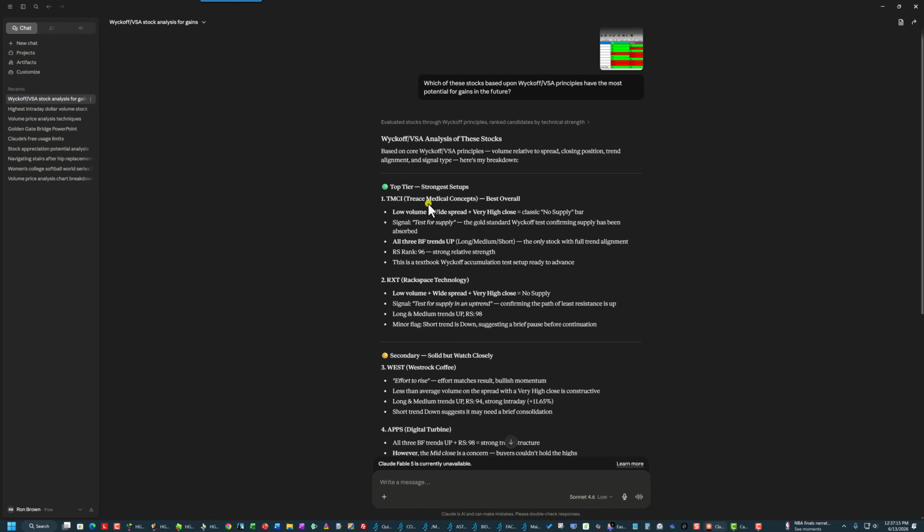Top tier strongest setups, TMCI. It's a small stock. This is the best overall according to Claude's analysis. Low volume plus wide spread plus high close equals classic no supply bar. Signal test for supply, the gold standard Wyckoff test confirming supply has been absorbed.